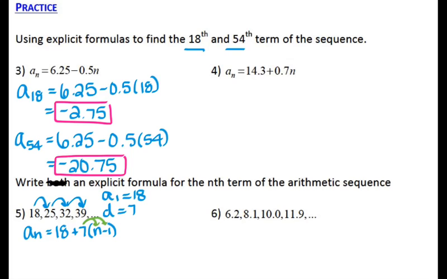distributes. That gives you a_n equals 18 plus 7n minus 7. I can combine like terms, so 18 minus 7 is 11 plus 7n. So this formula for the sequence will allow us to find any term for the sequence just by plugging in that term number in for n. And again, number 6 you can go ahead and try on your own.